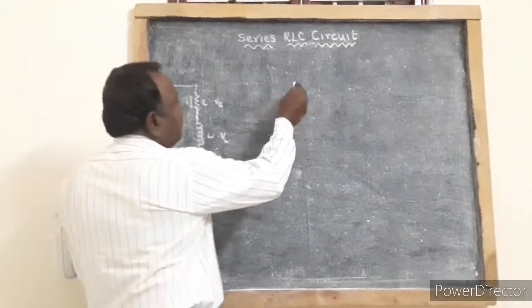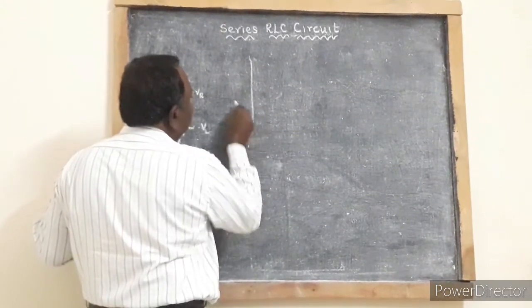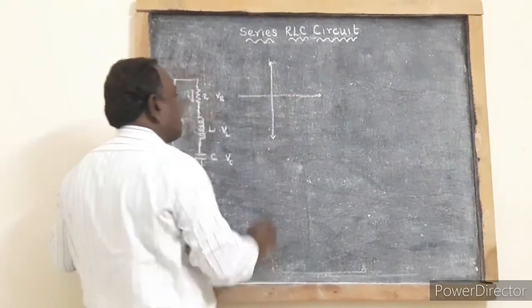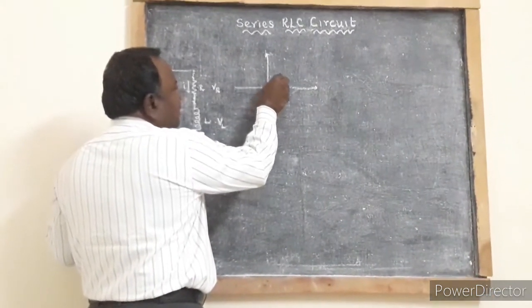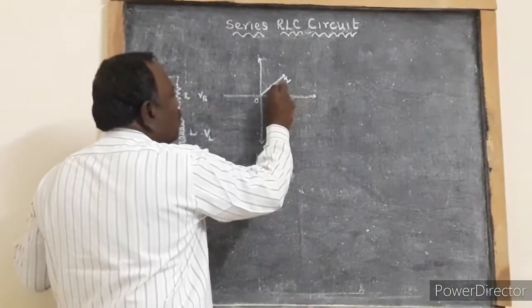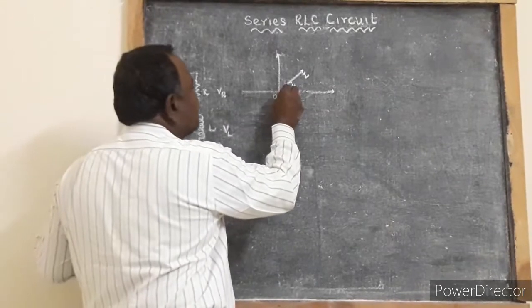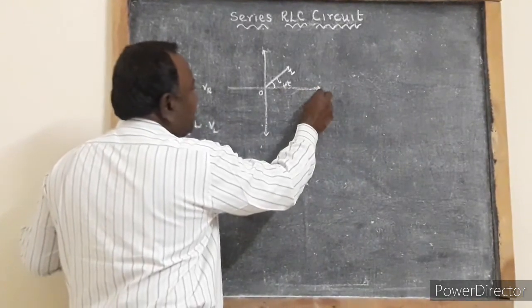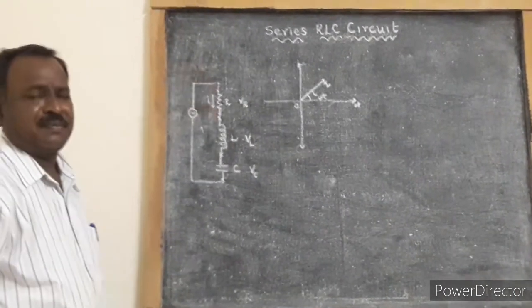So for that, we are going to construct a phasor diagram. So origin. I am going to represent the current through all the three components as OI. So OI is the current, and it makes an angle of omega t along the baseline. So omega t.